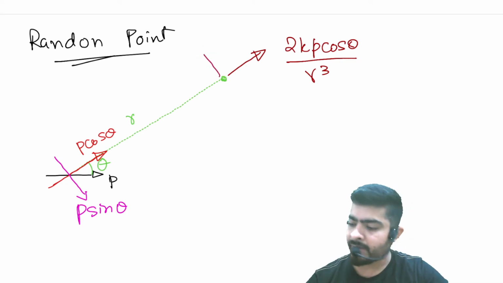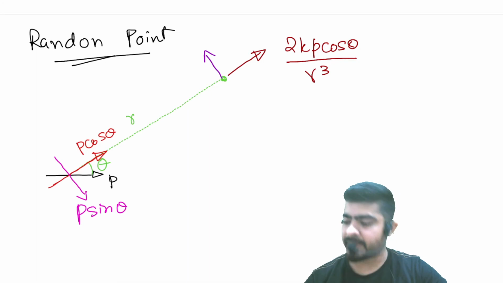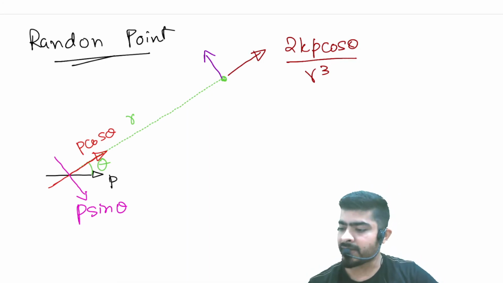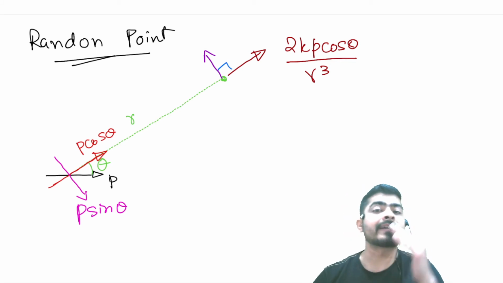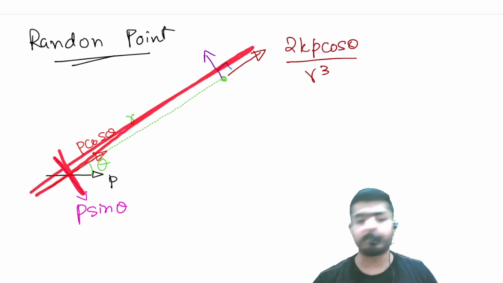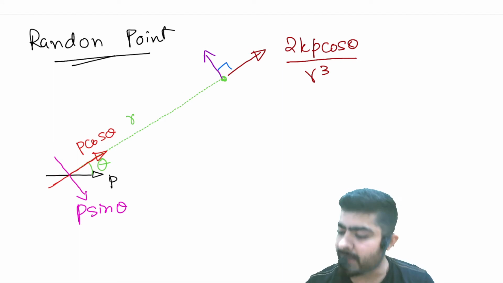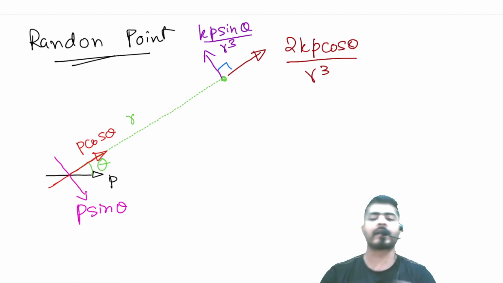So this electric field will be how much? Let me use another color. This will be like this, and obviously the angle will be 90 degrees. So what is the value? On the equator, electric field is kp by r cube. This line is the equator for this pink colored dipole. So the electric field will be kp sine theta divided by r cube. Alright, so we found the two components of the electric field.